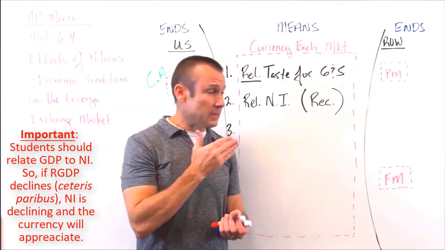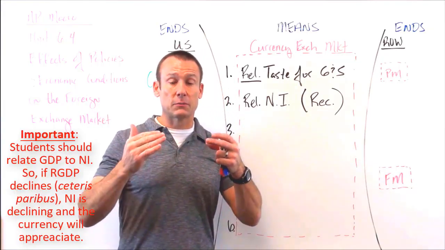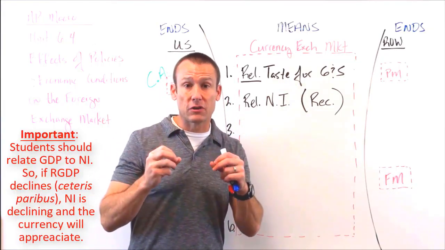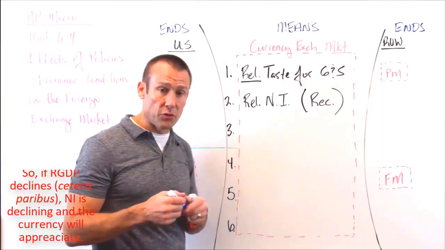So, again, you've got to keep your eye on this one. National income goes up, their currency depreciates. Their national income goes down relative to other countries, their currency appreciates. That's one that always kind of trips students up. Okay, number 3, all right?